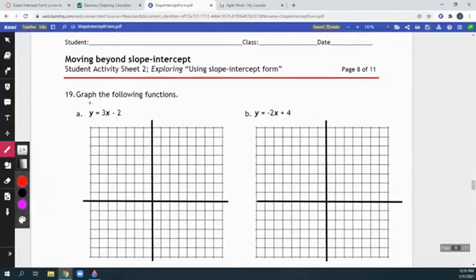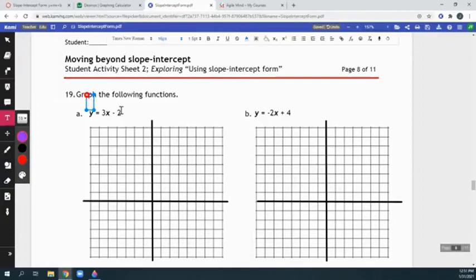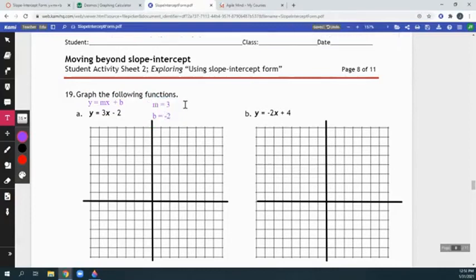This is y equals mx plus b. Here's what I noticed about this one. M equals 3 and b equals negative 2. That's what I noticed about this. In fact, I would like you to type that in. Now, I just need to make those things happen. I'm going to start with b, negative 2. That's right here.